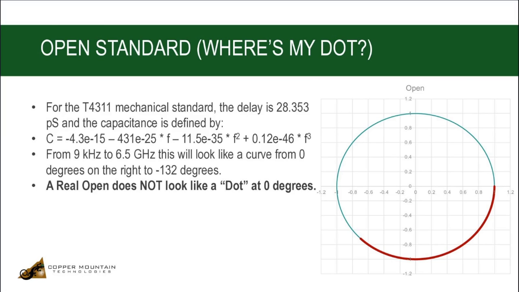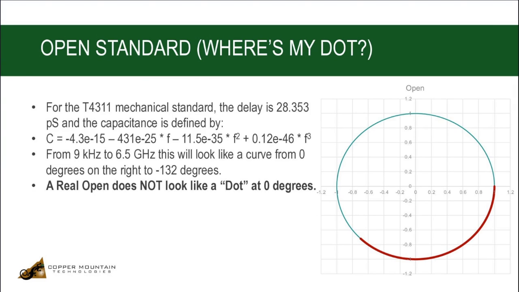The actual values here don't make too much difference as long as they fit the capacitance well, is all that really matters. It's hard to make any physical sense out of this. So from 9 kilohertz to 6.5 gigahertz, if I plot this polynomial of capacitance with 28.353 picoseconds of delay in front of it, it looks like this.